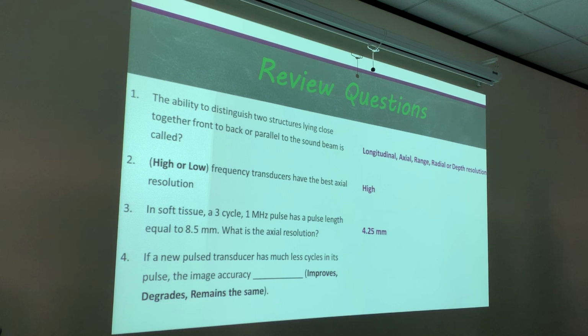Number 4. If a new pulse transducer has much less cycles in its pulse, the image accuracy improves, degrades, or remains the same? Improves. Yes. The image accuracy improves because it now has much less cycles. Remember, like higher frequency, much less cycles, right? Less ringing. It's going to give us better axial resolution.